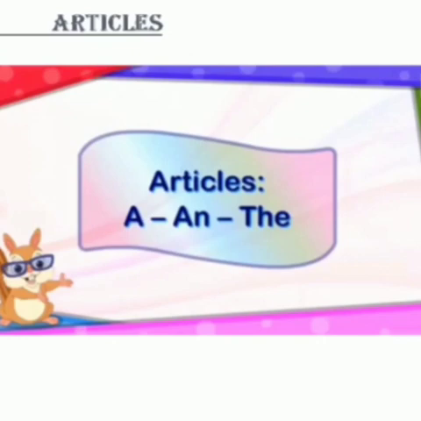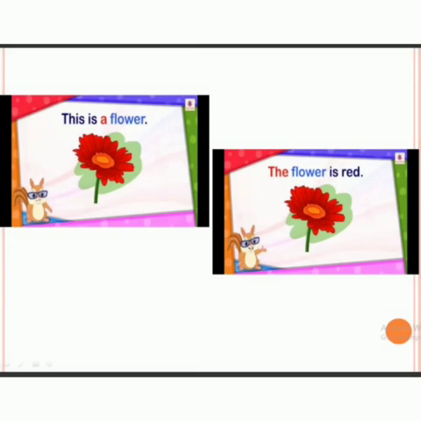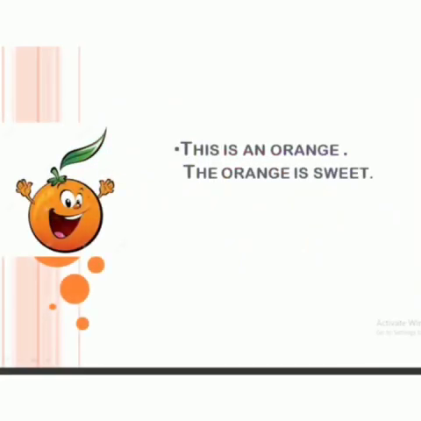So you see in the book, what is article? A, an and the. These words are called articles. So children, we will have to know what is article. For that, we will have to see some examples. You see the picture? This is a flower. The flower is red. Here you see children. This is an orange. The orange is sweet.